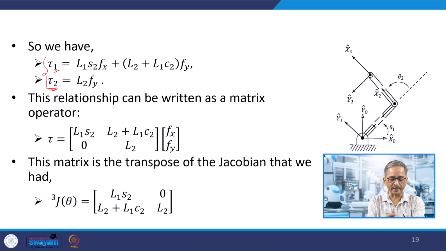Now, I can write this in a matrix form. We have forces here and the joint torque here. So, this is the matrix. And you can see that this is expressed in terms of frame 3. So, we get this one. This matrix is the Jacobian transpose. So, this part is actually the Jacobian transpose.